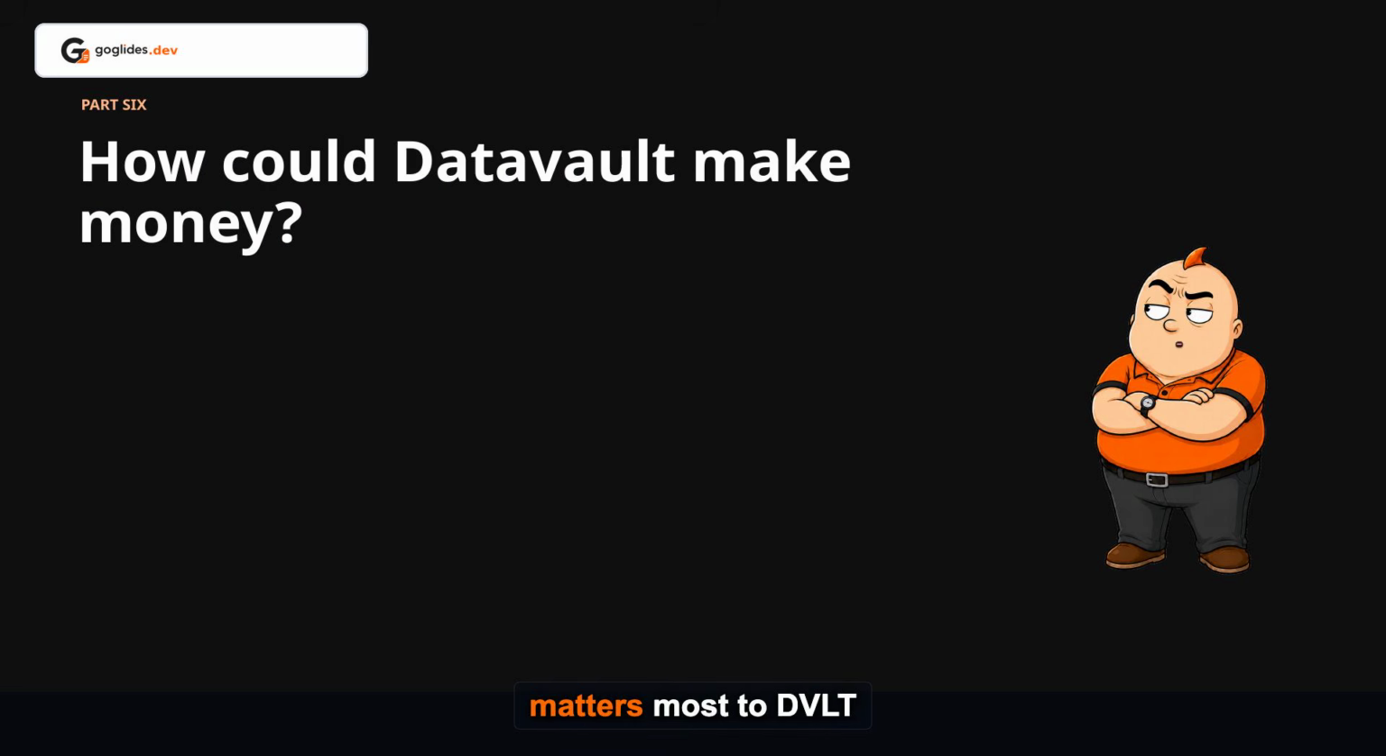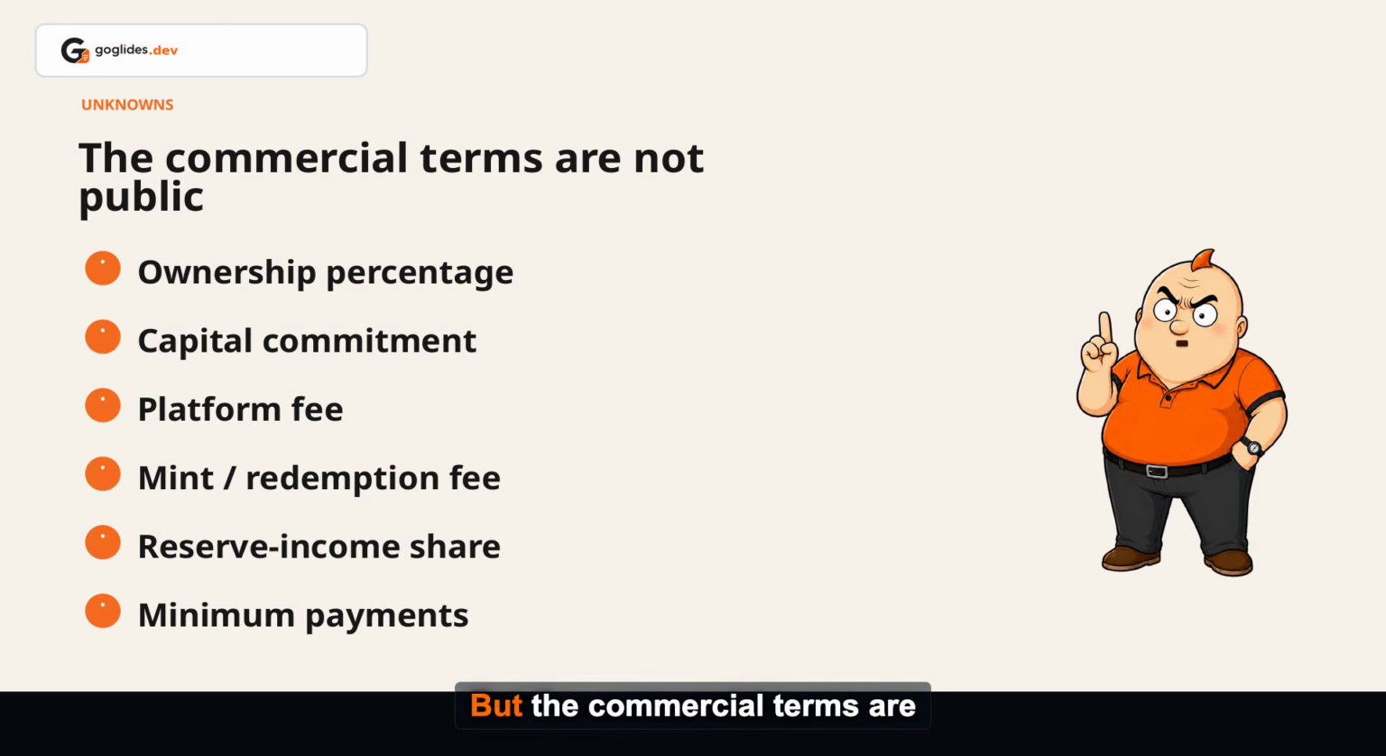This is the part that matters most to DVLT shareholders. The company says its role could create recurring economics. But the commercial terms are not public. We do not know Datavault's exact ownership percentage in the venture. We do not know the size of its capital commitment. We do not know whether it receives a fixed platform fee. We do not know whether it earns money on every mint or redemption. We do not know whether it shares in reserve income. And we do not know whether the agreement includes minimum guaranteed payments.